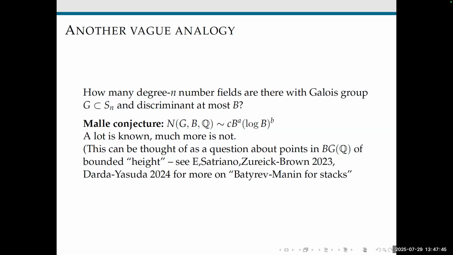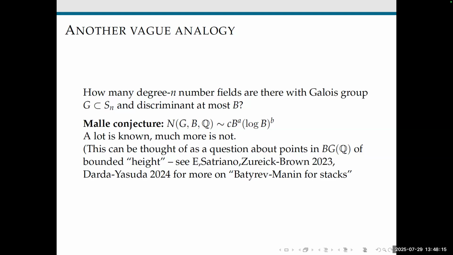And again, this is a problem which people have worked on a lot, and some things are known, but much more is not. The set of groups G for which we really know the answer to this question is quite limited. But maybe as an aside, one way of thinking of this is that a degree-G extension of Q, an extension of Q with Galois group G, can be thought of as a Spec Q point on the stack BG, the classifying stack of a finite group.